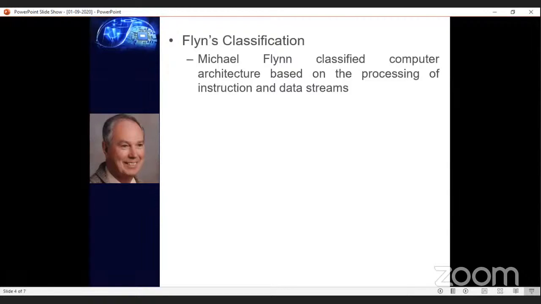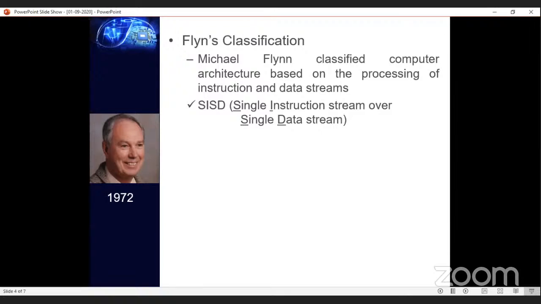The last topic classified the computer architecture by considering the whole thing as a process. But here, Michael Flynn, in short Flynn, classified the computer architecture based on the instruction and the data. So he grouped the computer architecture by grouping instruction and data separately. This happened in 1972.